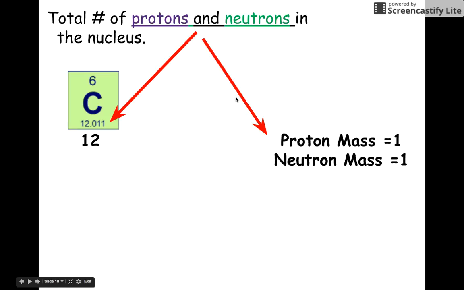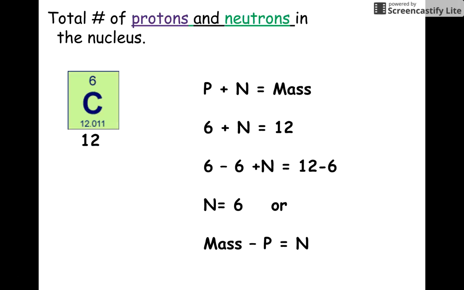But in the case of carbon, it has an atomic mass of 12. You subtract the atomic number, which is 6. You get a total of 6 neutrons. If you add protons and neutrons together, 6 protons plus 6 neutrons, you get 12, and that's the atomic mass. As you can see here, we broke it down for you by doing the number of protons plus the number of neutrons equals 12.